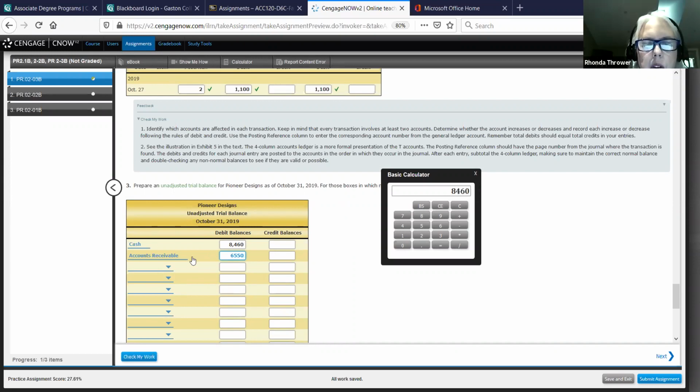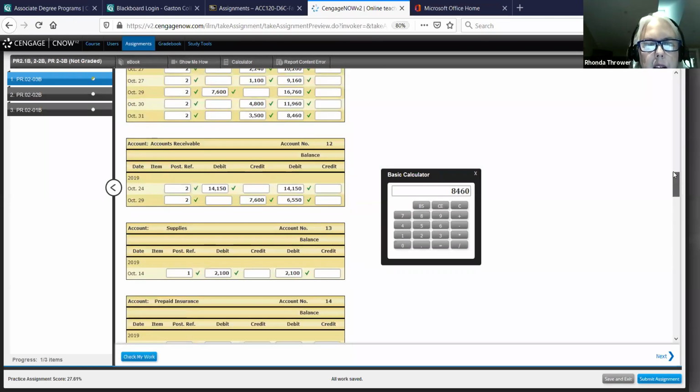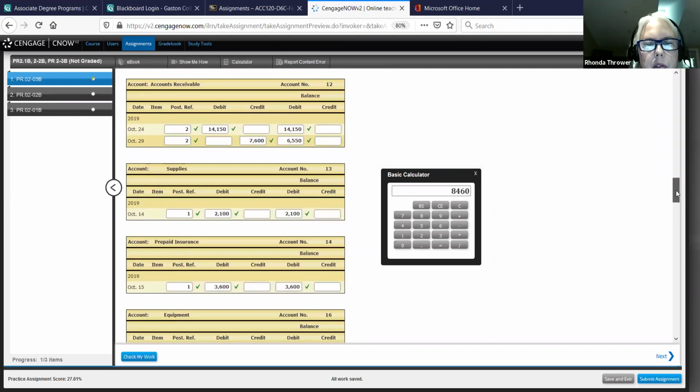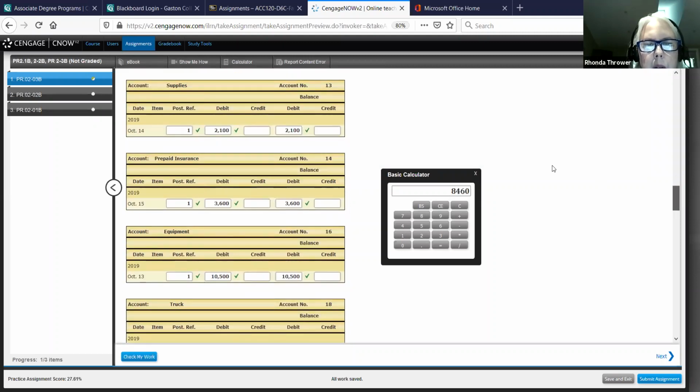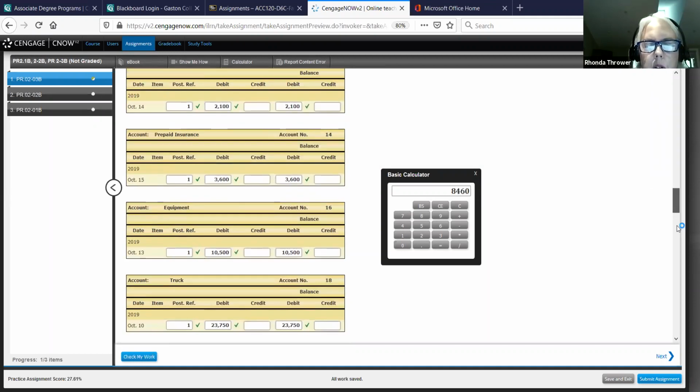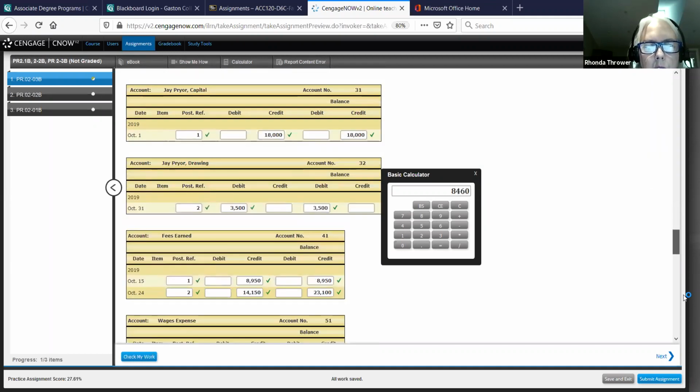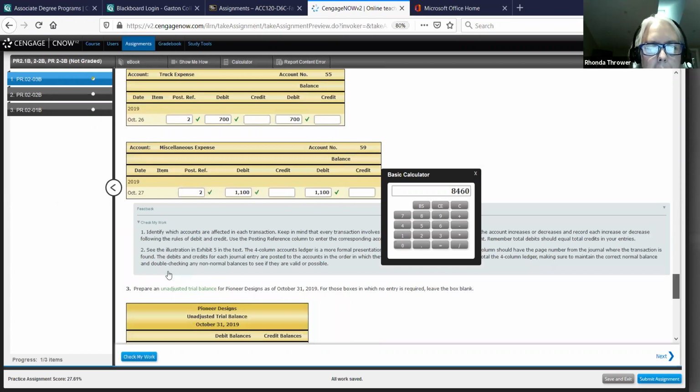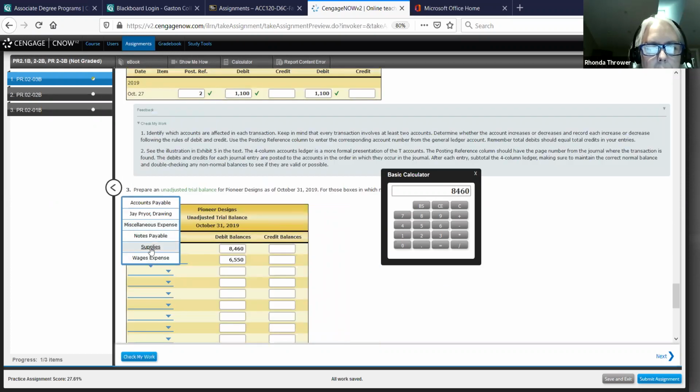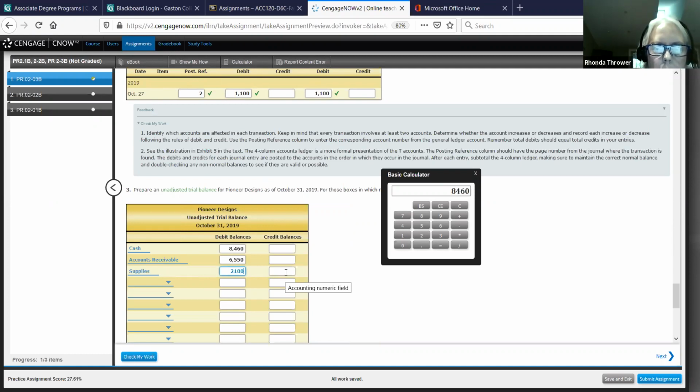Accounts receivable is an asset account. It has to have a debit balance here. Our next account after accounts receivable is supplies. It has a debit balance of $2,100. You're just copying the ending balance. Supplies at $2,100.